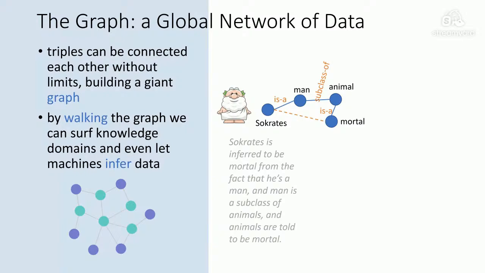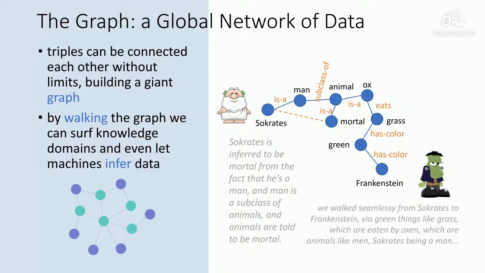So if we continue, for instance, an ox is an animal too, and an ox eats grass. Grass has color green, and Frankenstein has color green too. So here we walked seamlessly from Socrates to Frankenstein via green things like grass, which are eaten by oxen, which are animals like man, Socrates being a man. In this giant graph built by connecting all the smaller graphs published on the web by each person, we can walk from any concept to any concept. So that's a global database directly published for machine consumption.